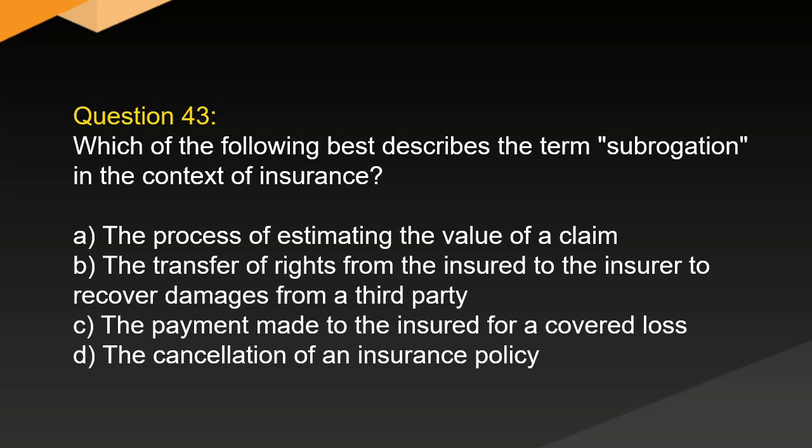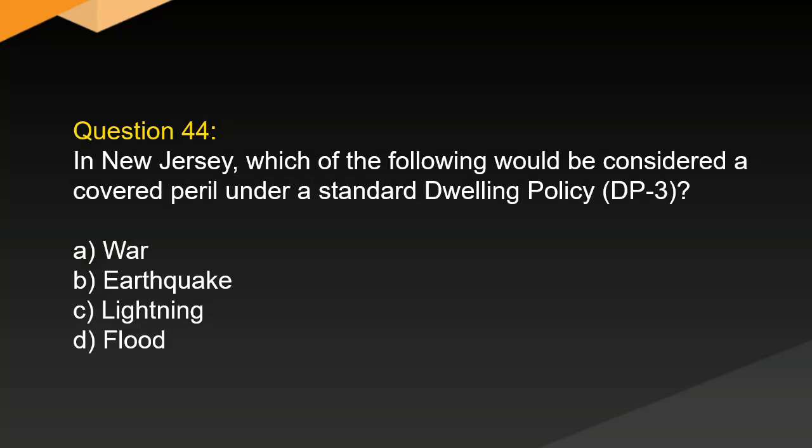Question 43. Which of the following best describes the term subrogation in the context of insurance? A. The process of estimating the value of a claim. B. The transfer of rights from the insured to the insurer to recover damages from a third party. C. The payment made to the insured for a covered loss. D. The cancellation of an insurance policy.